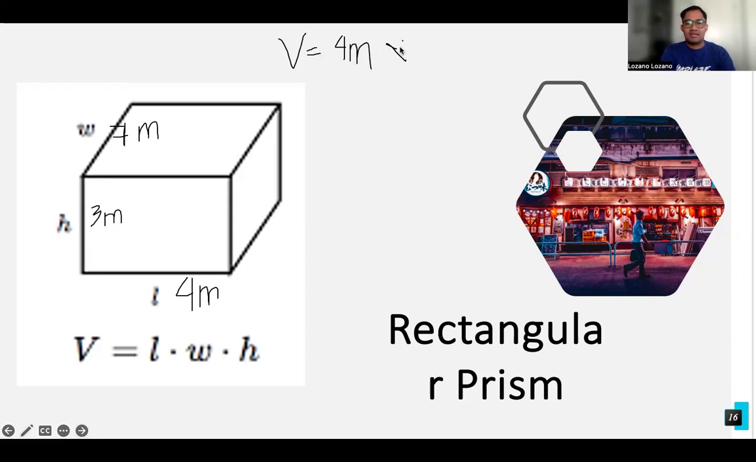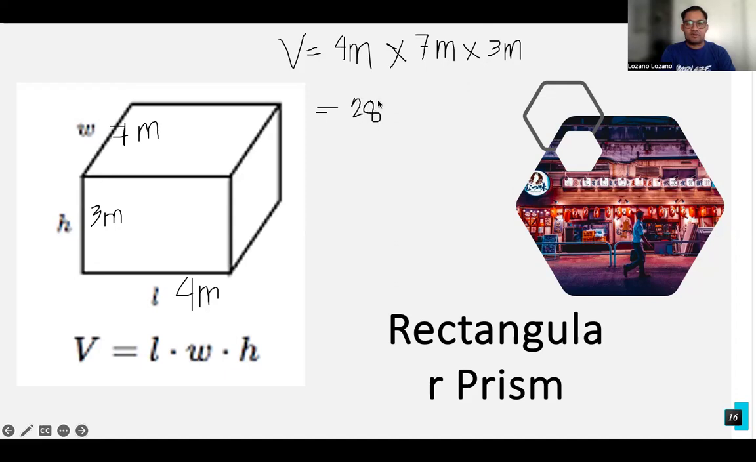Multiply sa width, that is 7 meters. Then multiply natin sa height. What is our height? The given measurement of height, that is 3 meters. Okay. So let's multiply 4 times 7. That is, okay, 28.